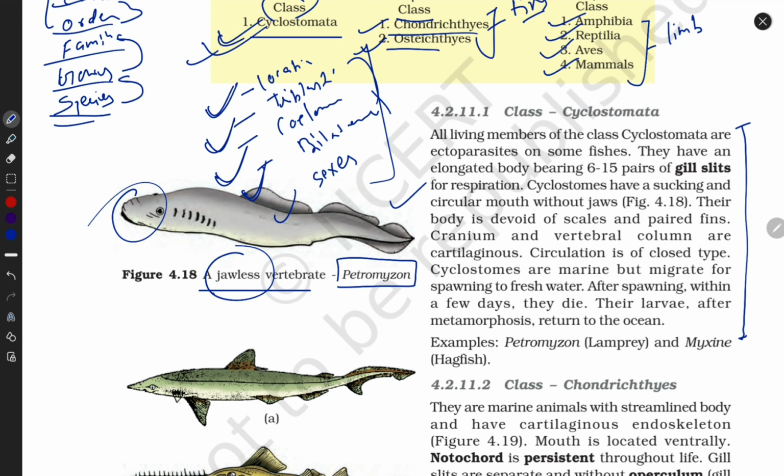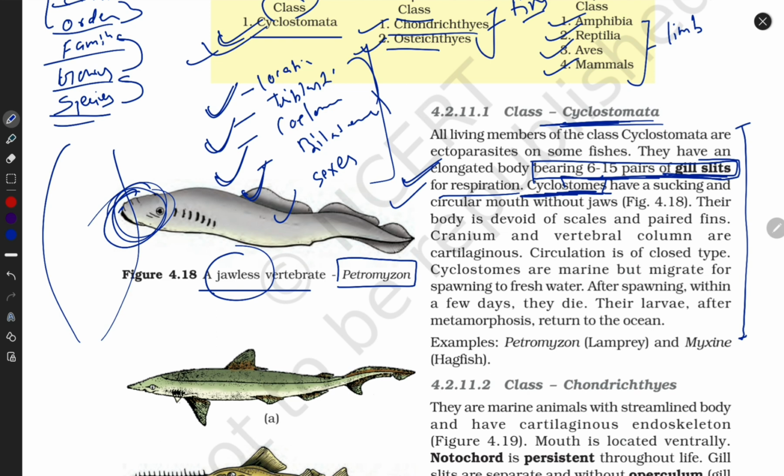Now, except these points, the next point is they bear 6 to 15 pairs of gill slits. This is the question forming area: Cyclostomata, this class, bear 6 to 15 pairs of gill slits, and gill slits are used for respiration. That's it. Cyclostomata, according to their name, stom means mouth, cyclo means rounded mouth. They have suckers at their mouth because they do not have jaws, so they adhere with their suckers to large fish like shark and whale.